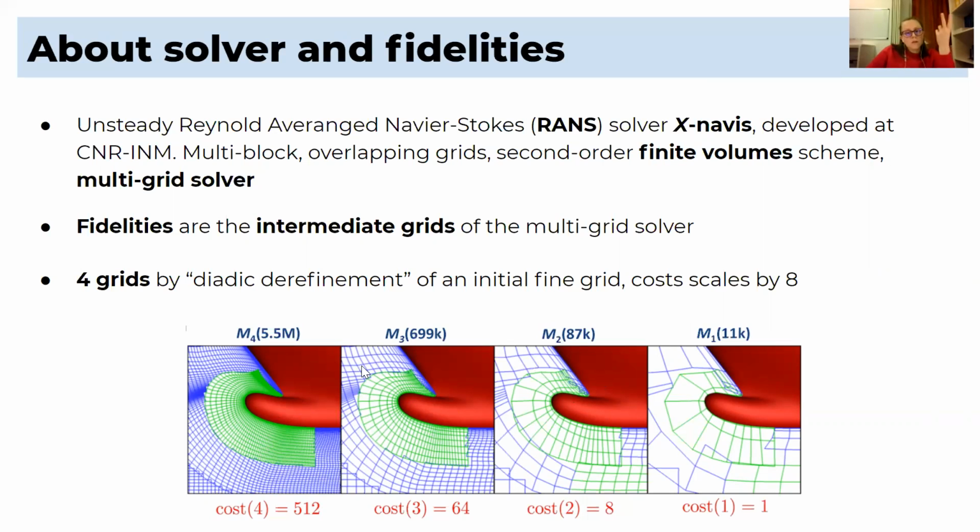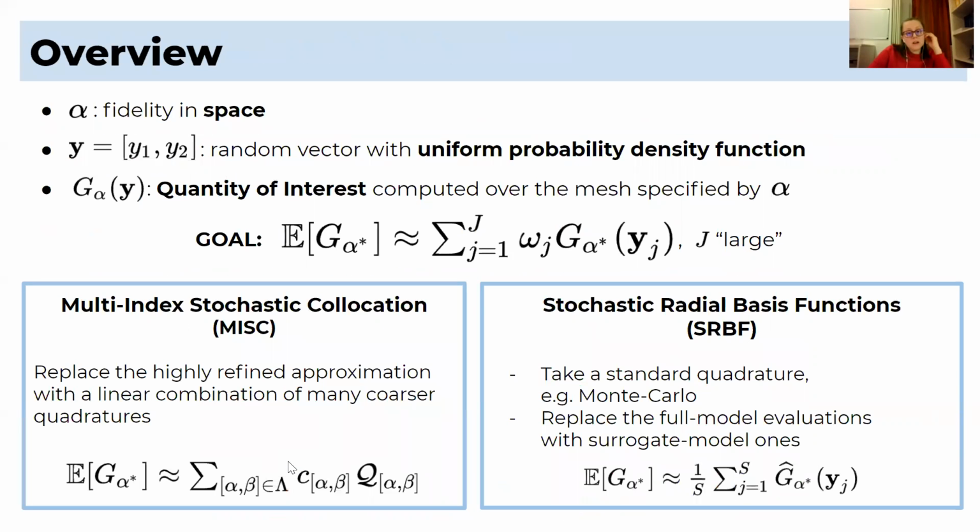And then we also take the cost: the scaling factor 8 is also the scaling factor of the cost. So we normalize the first cost to 1, and then from the coarsest to the finest, we jump to a cost equal to 512. So now we know how we get the different fidelities, and we can start to have a look at the 2 methods we compare.